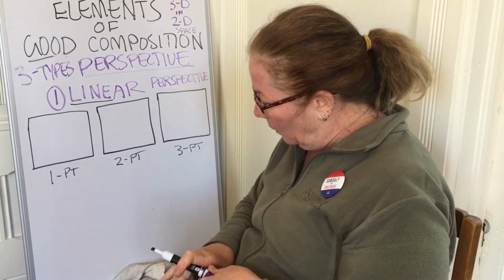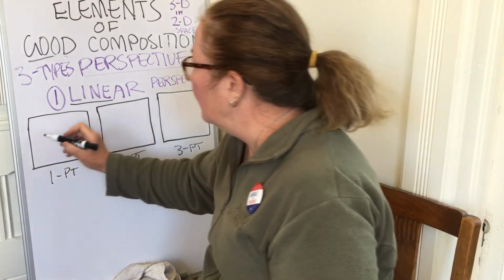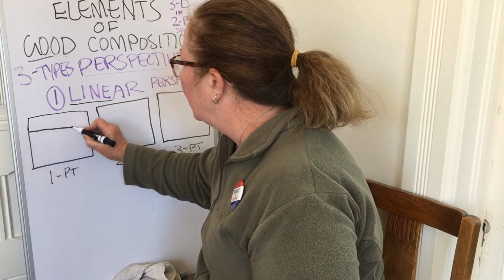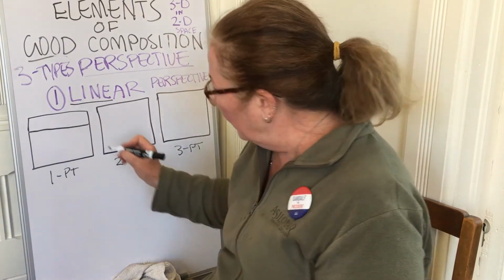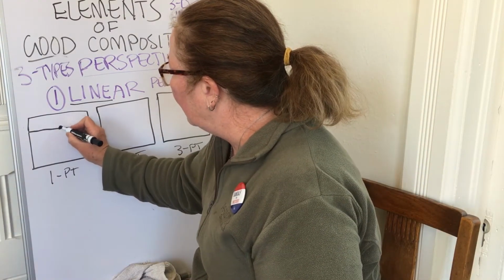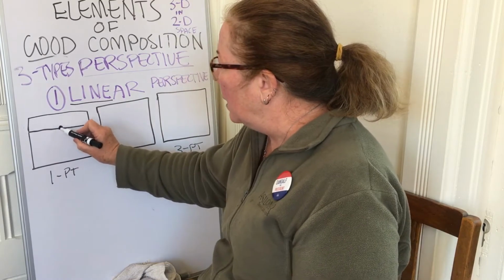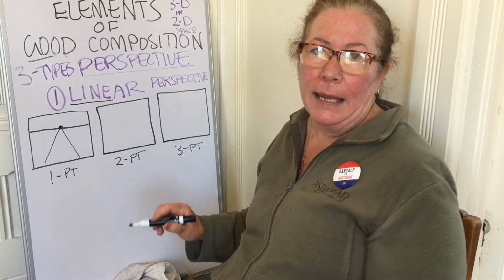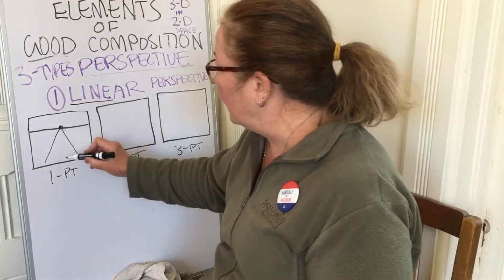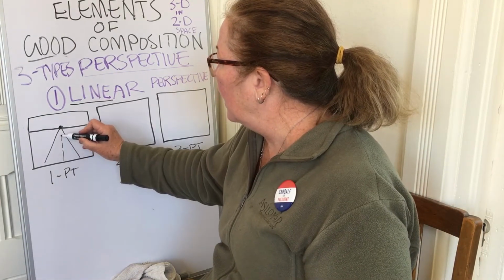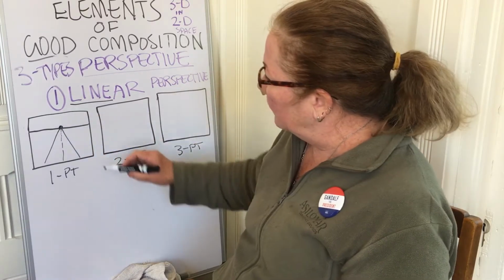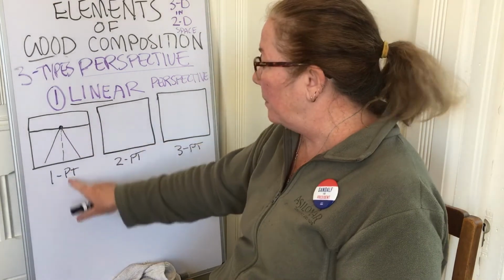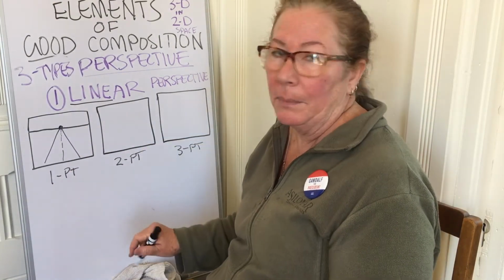So with linear perspective, we need a horizon line. So we'll just put a horizon line in here. We'll put it up high so you can see. So 1 point perspective has things vanishing to 1 point. So if I were to do that, we'd look at, say, a road, and you look down the road and you see that as you get further down, it vanishes into the horizon at 1 point. That's 1 point perspective, right?